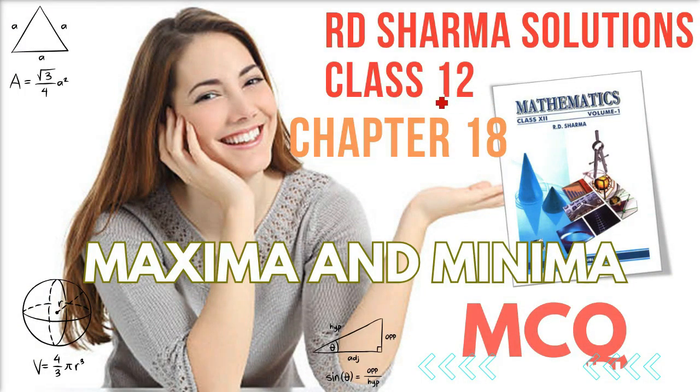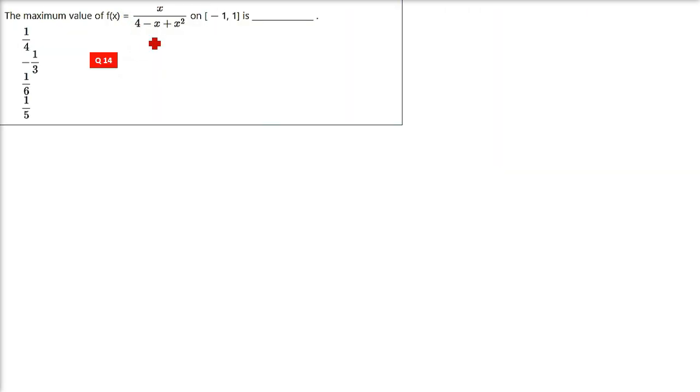This is RD Sharma Solution Class 12 Chapter 18, Maxima and Minima MCQ we are taking. Multiple choice questions. The maximum value of f(x), this is the expression, on [-1, 1] is.